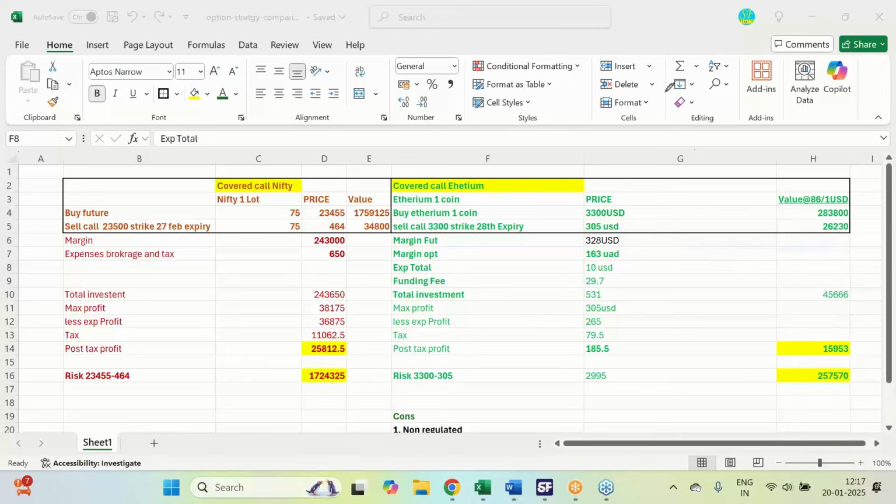Coming back to my other strategy, the comparison with Ethereum. Ethereum is trading at 3,300 USD. In rupee terms, it is 2,83,800 rupees. If I form a similar strategy with the 3,300 strike of 28th February expiry, I sell at 305 USD.